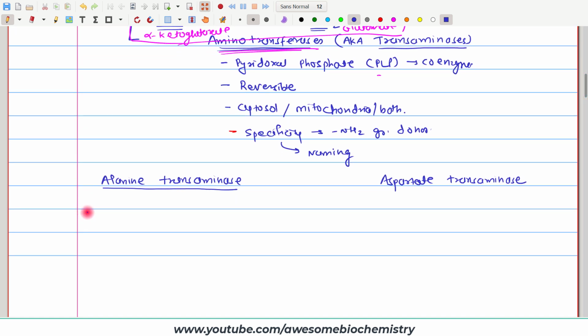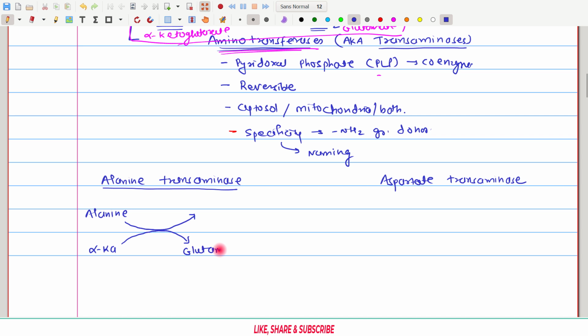So, here the amino group donor is alanine. This alanine gives its amino group to alpha ketoglutarate, this is fixed. So, alpha ketoglutarate, after gaining the amino group from the alanine, gets converted to glutamate, and alanine, after losing its amino group, gets converted to its respective keto acid, and here it is pyruvate. Remember, all transamination reactions are reversible reactions, so they can occur in both directions.